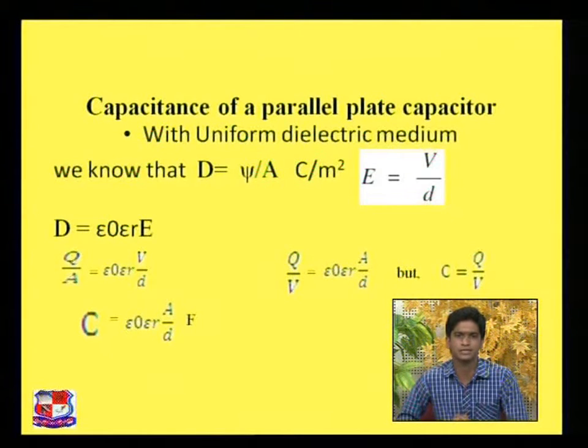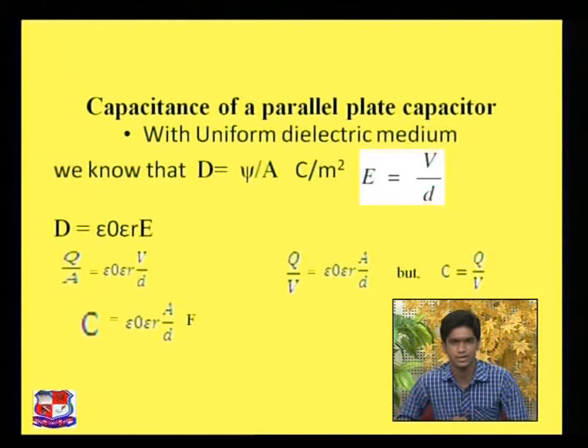But we know that C is equal to Q by V, as we saw that Q is directly proportional to the voltage, and we concluded that Q is equal to CV, so that we can say that C is equal to Q by V. So finally we have an equation of a capacitance of a parallel plate capacitor. C is equal to epsilon 0 epsilon R A by D, and the unit of capacitance is farads.